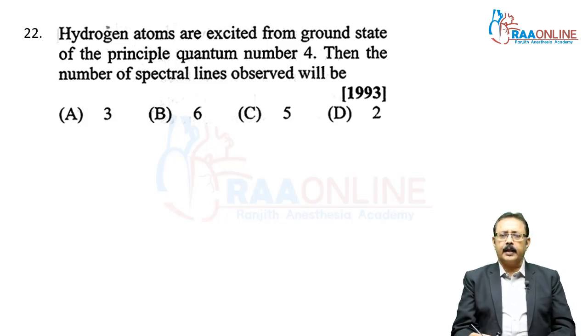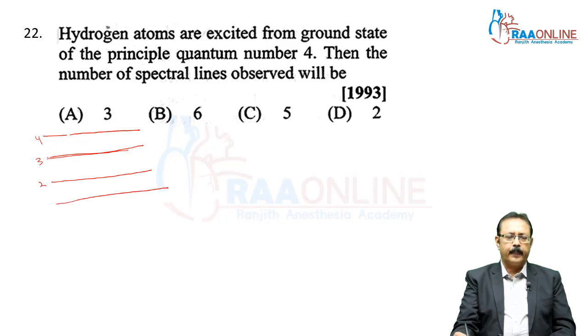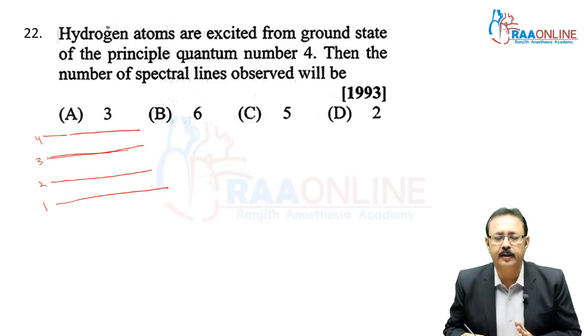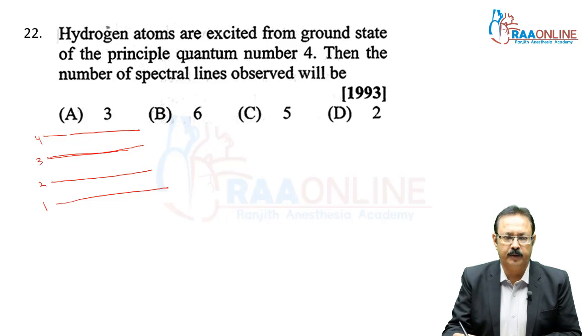Next, it is from 1993. Hydrogen atoms are excited from ground state to the principal quantum number 4. It means the atom is in the fourth orbit. Fourth, third, second, first. So which type of energy emissions are possible? How many wavelengths are possible?